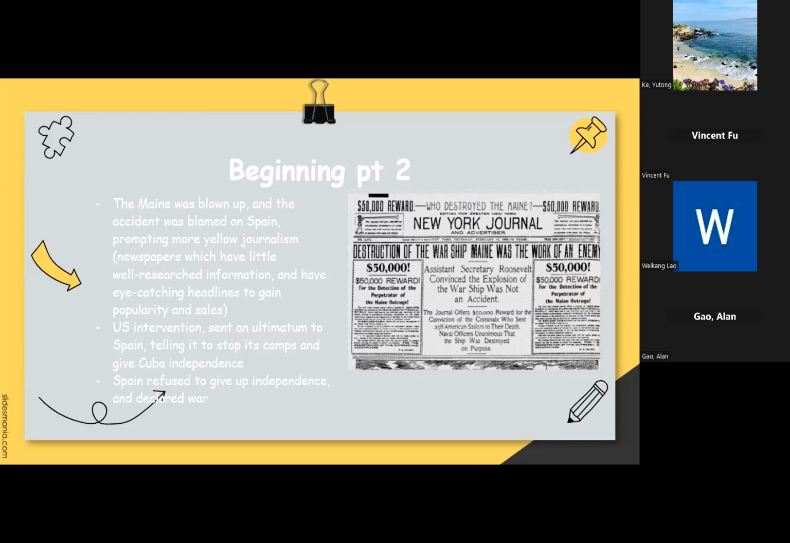But this prompted more yellow journalism, which is basically the sensationalist newspapers from the previous slide, they're basically the same thing. And this led to US intervention, and they sent an ultimatum to Spain, telling it to stop its camps and give Cuba independence, which Spain refused. So then they declared war on us, and then the US declared war on Spain.